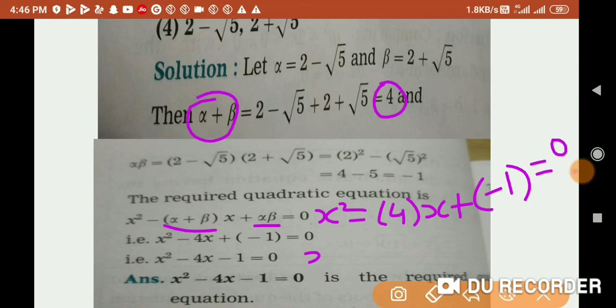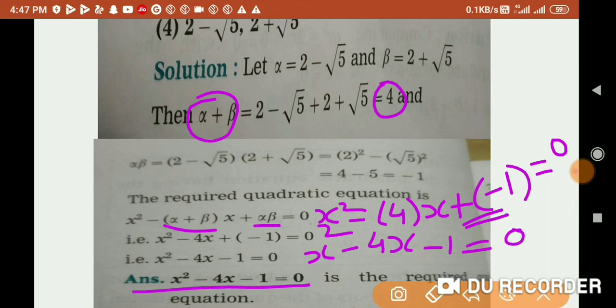Now we get x square minus 4x. Now again plus minus, the sign is minus, and here we can write down 1 is equal to 0. That means here x square minus 4x minus 1 is equal to 0 is the required form of the quadratic equation.